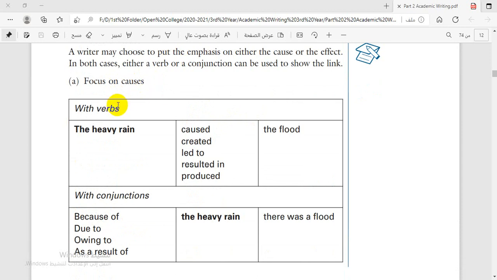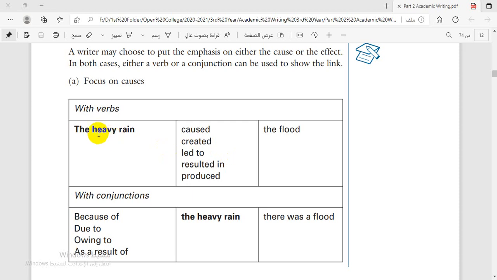Okay, what kind of verbs are used to focus on the cause? Look at these verbs in the middle column: caused, created, led to, resulted in, produced. Look at all these verbs in the past simple. The tense is not very important. It depends on what you are writing your essay or your report about.